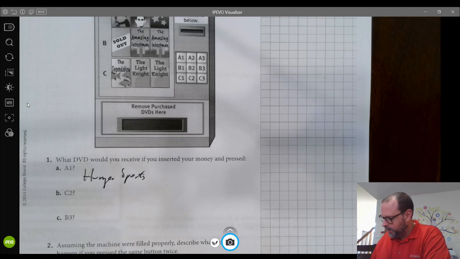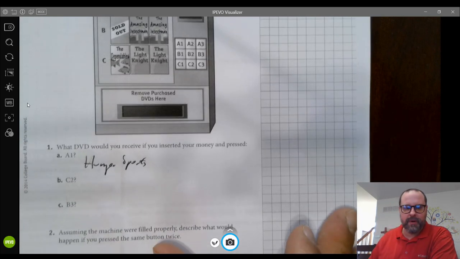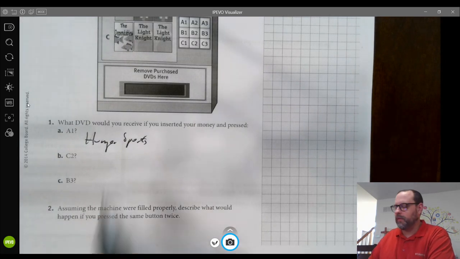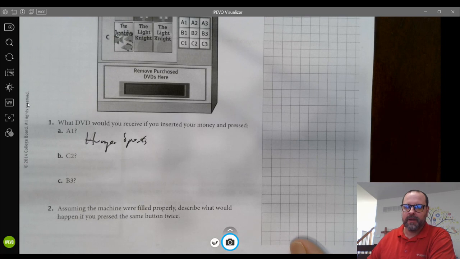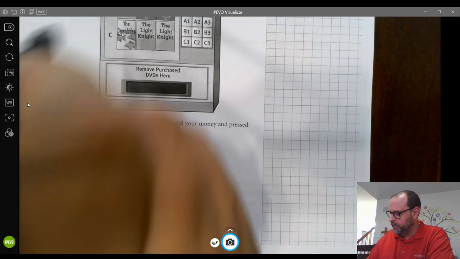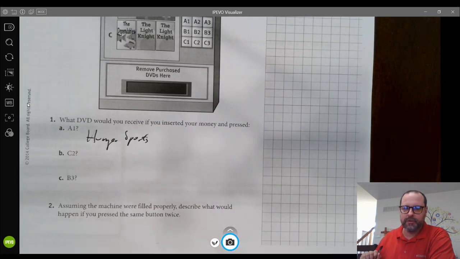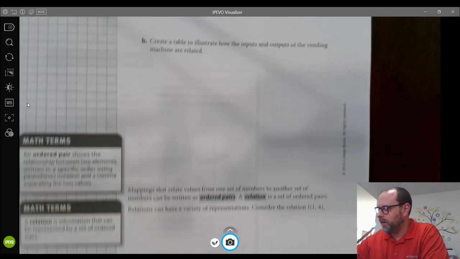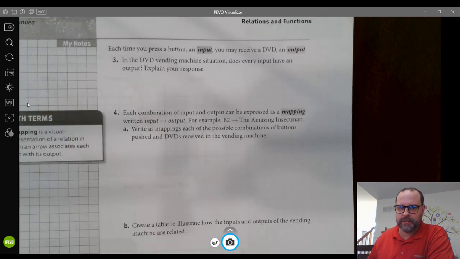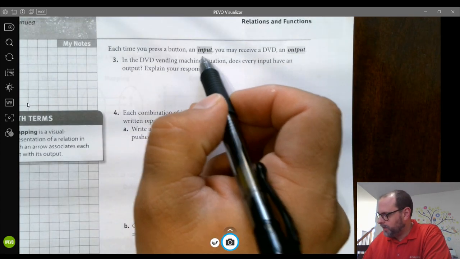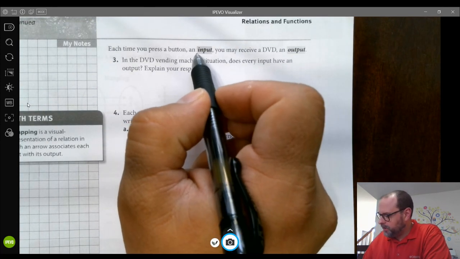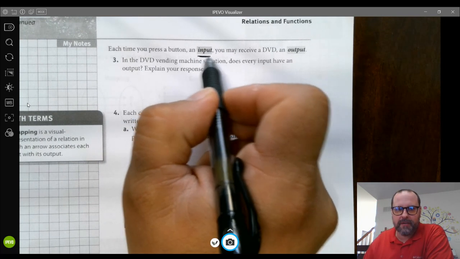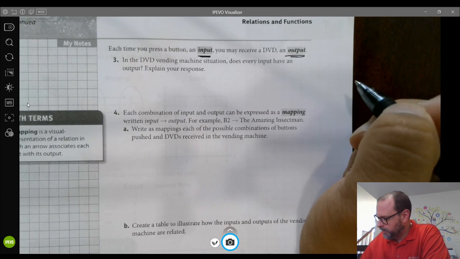Okay. Assuming the machine were filled properly, what would happen if you hit a button twice? Well, you should get two of those outputs that come from the same one. If I hit C1 twice, I should get two of the dependables. Okay, so it's getting you to think about those. So there's those words that I just used, and these are good ones. Yes, they're in your book, but circle, highlight, whatever for yourself. But we have input and output.